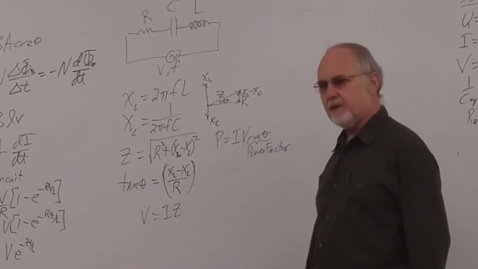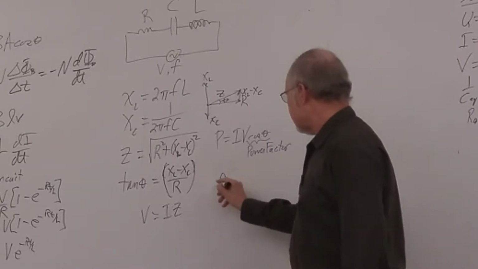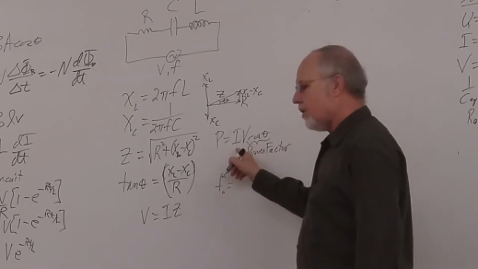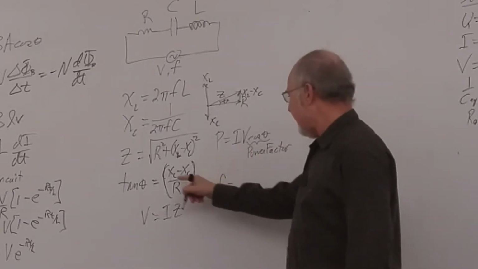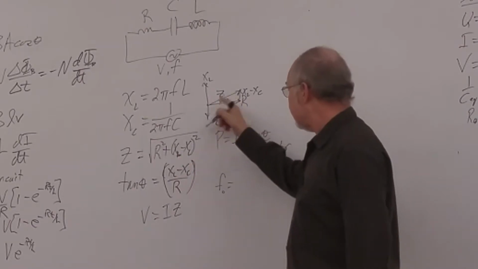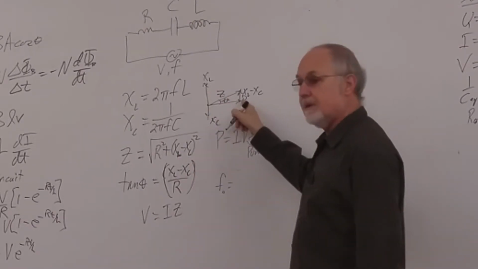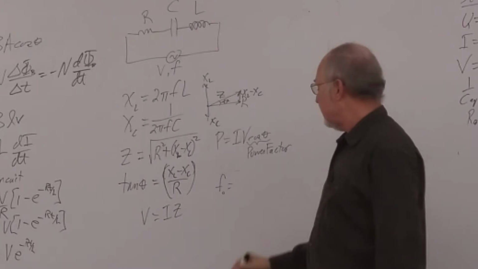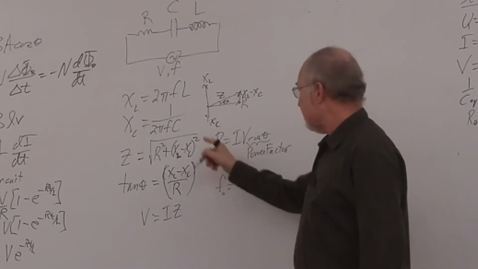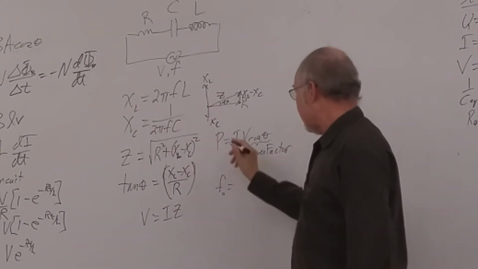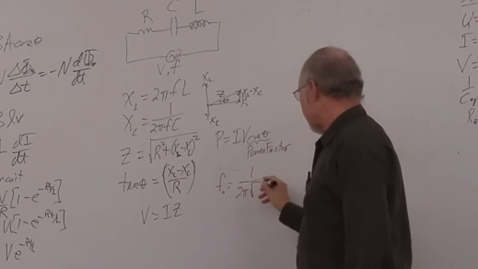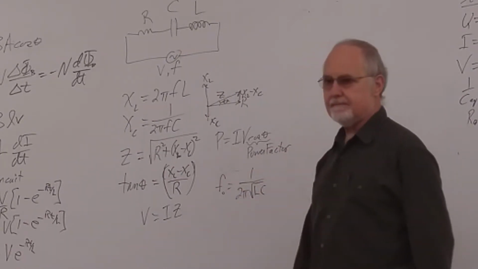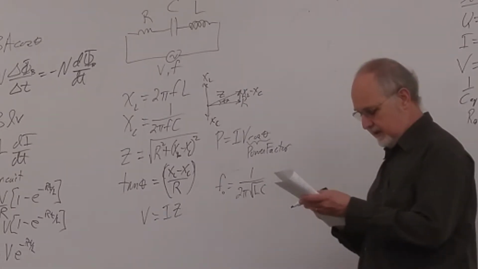Resonant frequency for an AC circuit, where you get the maximum current and maximum power, is when Chi L is equal to Chi C. So these two are equal, phase angle is 0, and when you put these two equal to each other, you get F is 1 over 2 pi square root of L times C. Is that the equation?